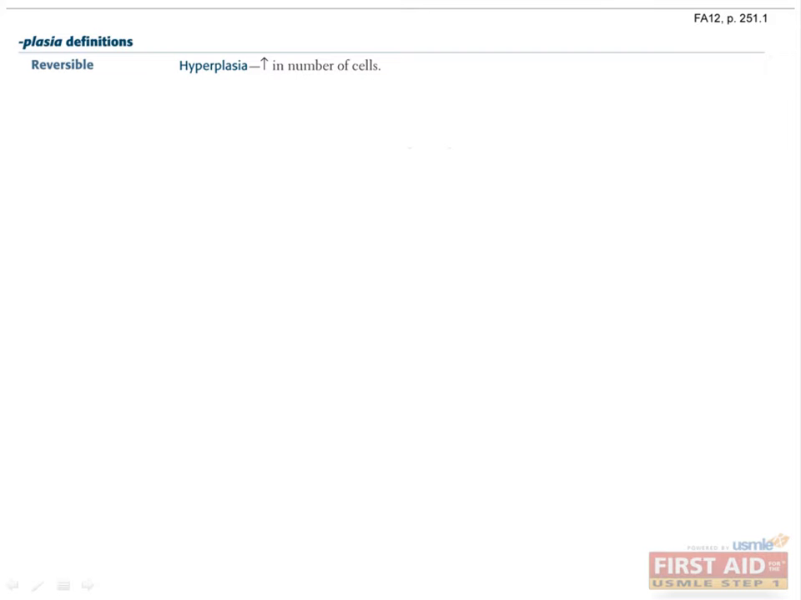The first term, hyperplasia, means that the cell number is increasing. Hyper means more, like hyperkalemia means more potassium. There are lots of examples of this, and sometimes they're completely benign. Remember that this is different from hypertrophy, which is when the cells increase in size but not number.